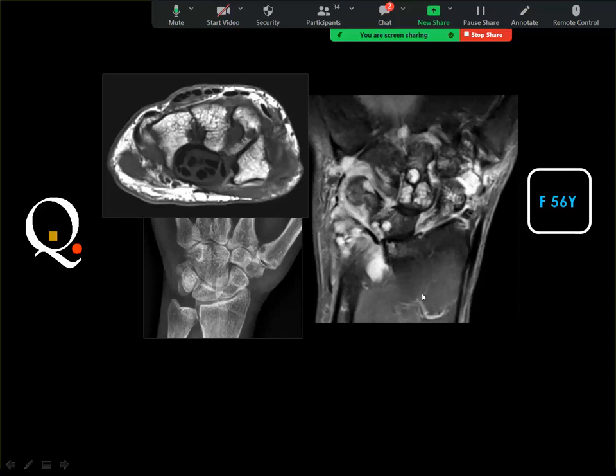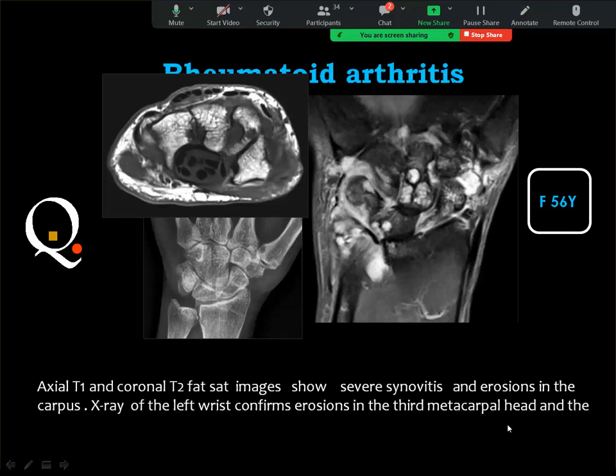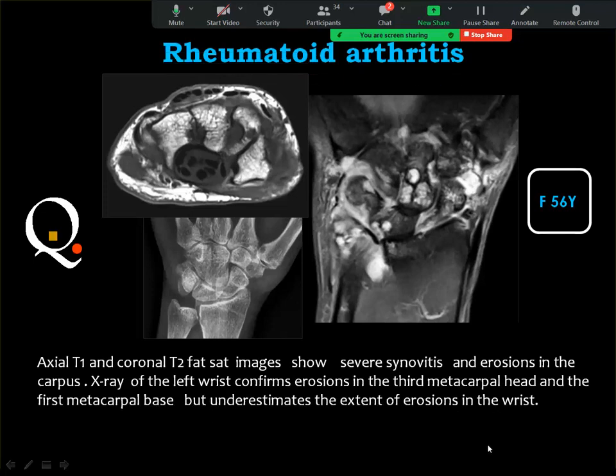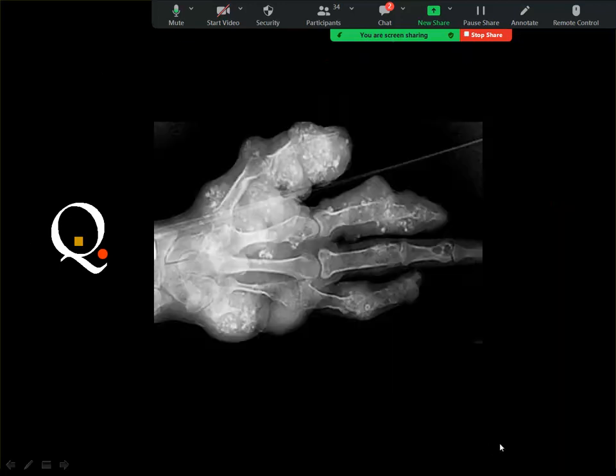And at this point, the rheumatologist usually insists on MRI to see the erosions at an earlier stage so that they can treat the patient and prevent complications. Next case is an X-ray of the hand.